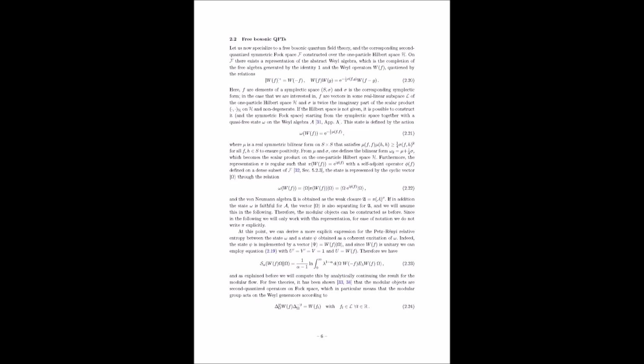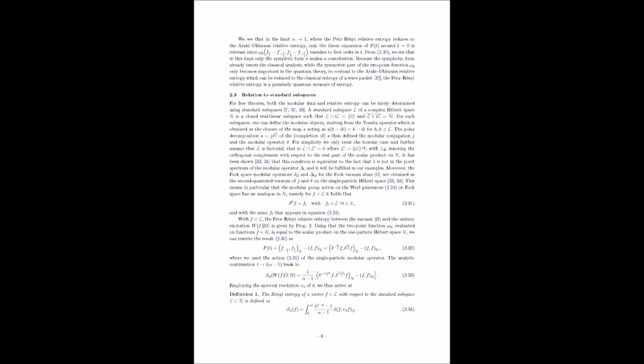The analytic continuation of the two-point function involves extending it from real values of the boost parameter to complex values. This process is essential because the Petz-Rényi relative entropy is defined in terms of complex powers of the modular operator, which are intimately connected to the boost operator in this specific example. So we're essentially taking this function, which describes correlations in real spacetime, and extending it to a more abstract mathematical realm.